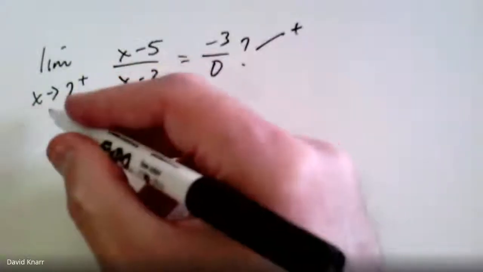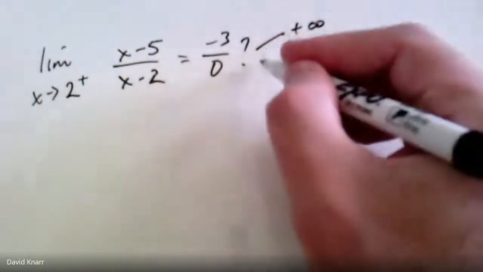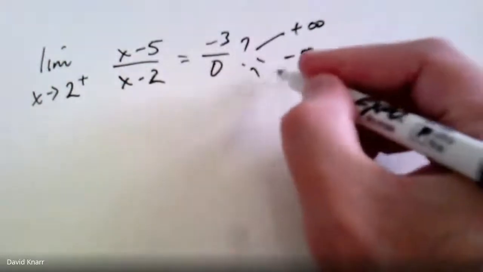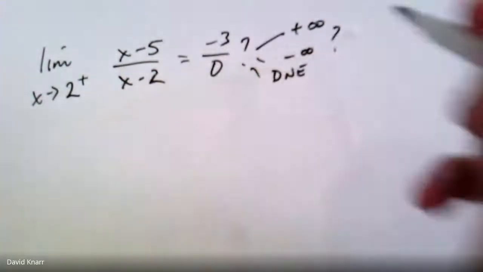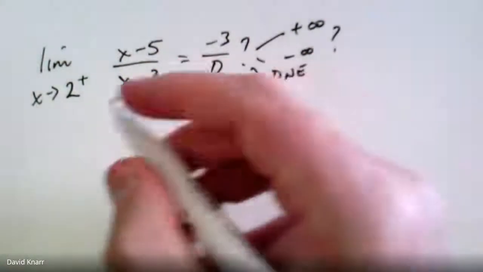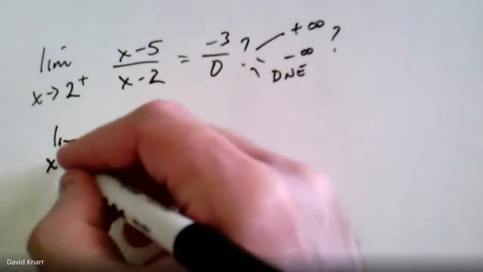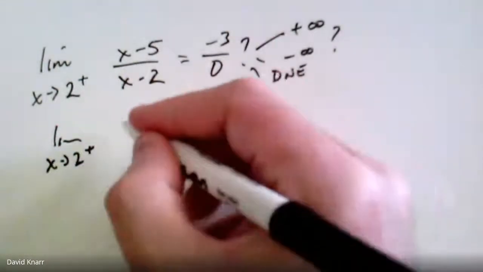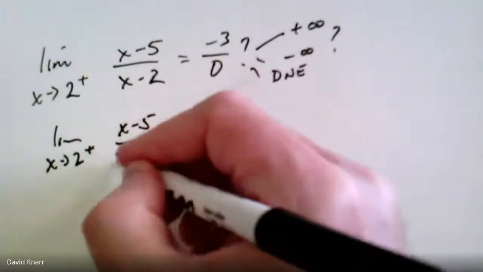2 is a vertical asymptote. The question is, does it go to positive infinity, negative infinity, or does the limit simply not exist? That's the question on the table. Now, we're only approaching from one side. Okay, so that should give you a hint.